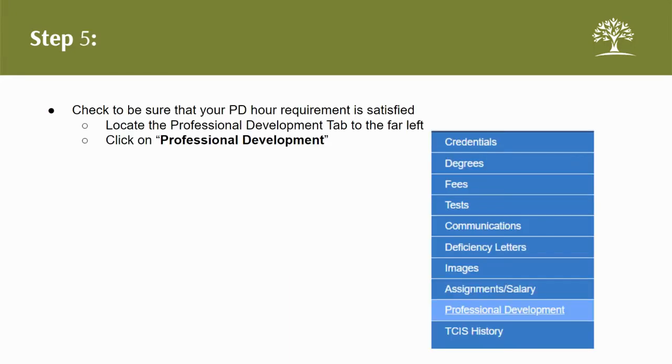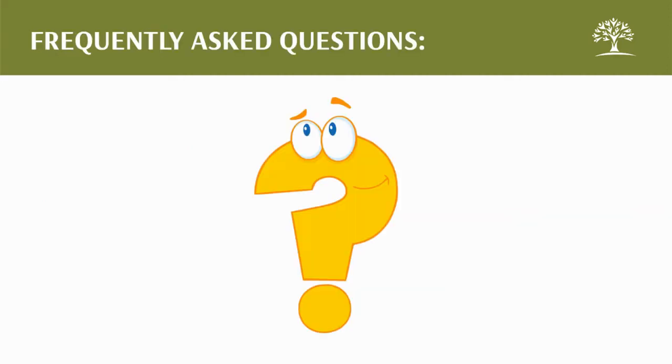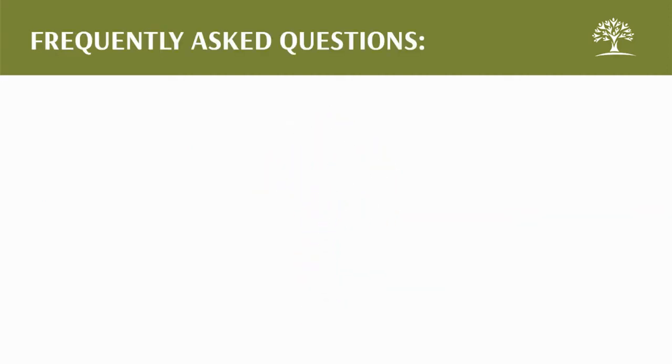Now, under the Educator tab, click on Professional Development. This will show you the updated number of hours, if any, that are required to renew your license. Your hours required should now say 0, or they should be significantly reduced. Now, let's go over some frequently asked questions.